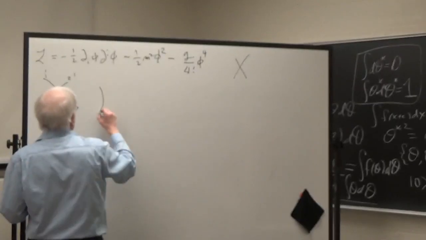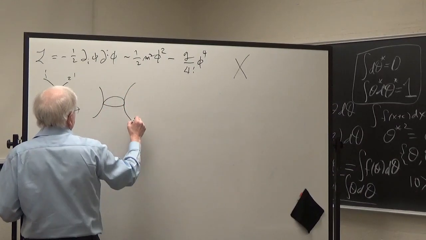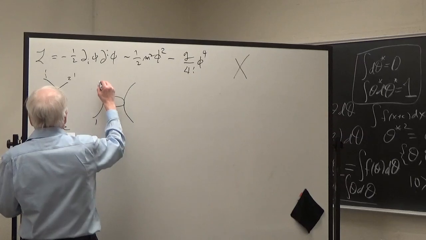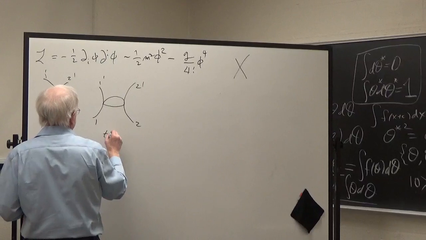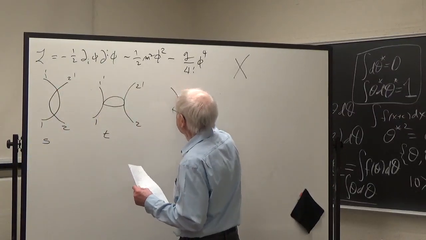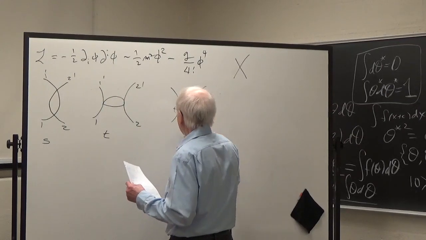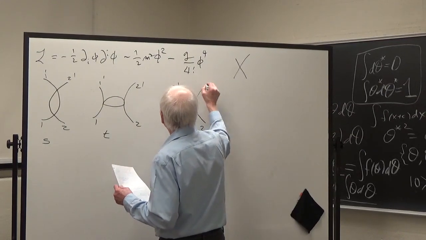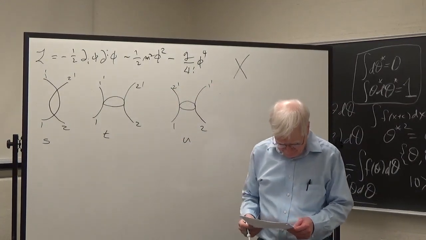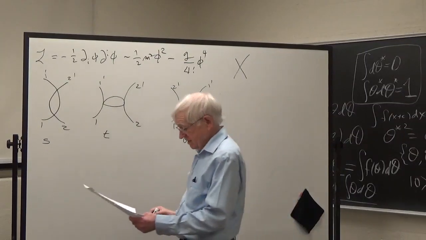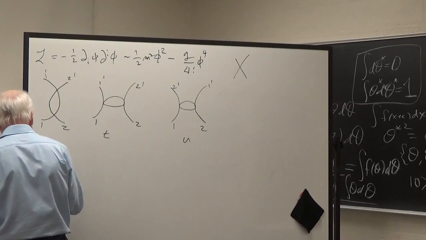And then the other two look like this: 1, 1 prime, 2, 2 prime. This is called the T channel. And then the other one is 1, 2, 2 prime, 1 prime. This is called the U channel. And by the way, I'm taking this from Weinberg's chapter 11, section 2, and chapter 12, section 2.